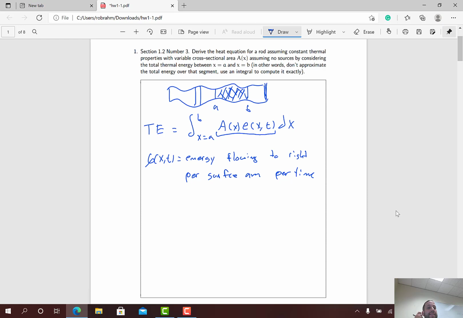So what this means is that the change of energy in that segment is going to be rate in minus rate out. The rate in is going to be phi of A,t times the area at A. So phi of A,t gives the total energy flowing per second across that face, because phi is flowing to the right per surface area, so we have to multiply it by the size of the surface area. And then flowing out is going to be on the right-hand side. Again, it's rate in minus rate out, and it's phi at A minus phi at B, because phi is the energy flowing to the right.